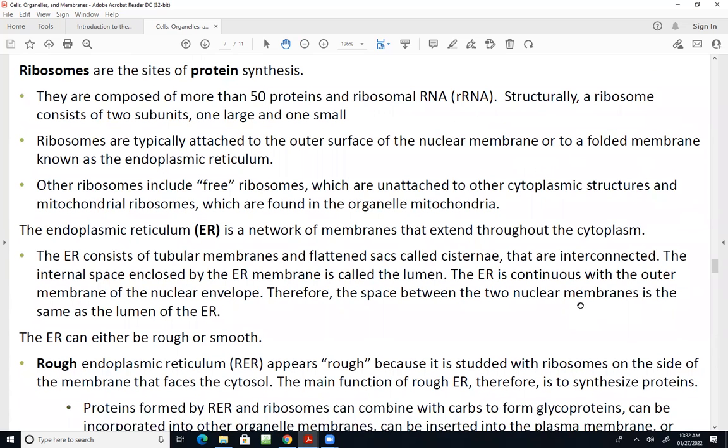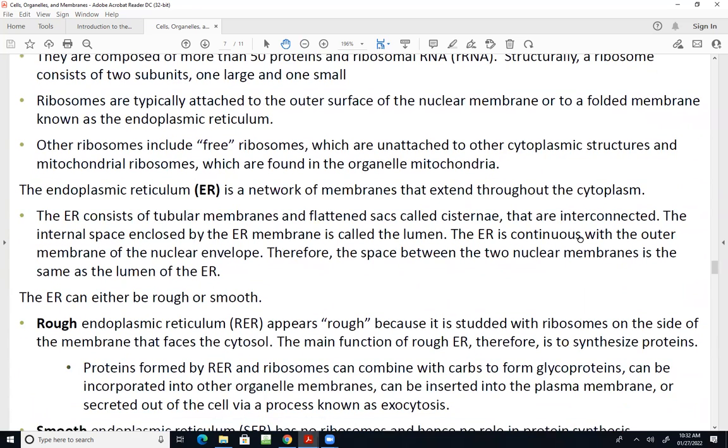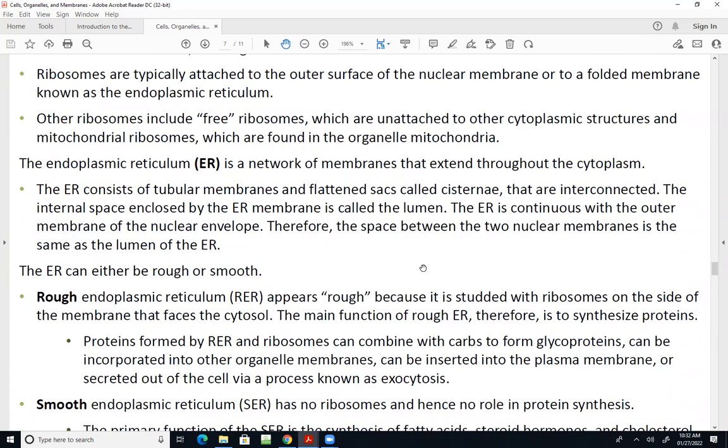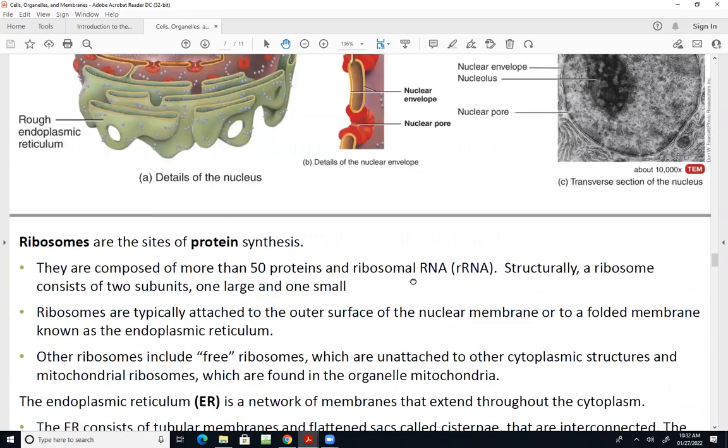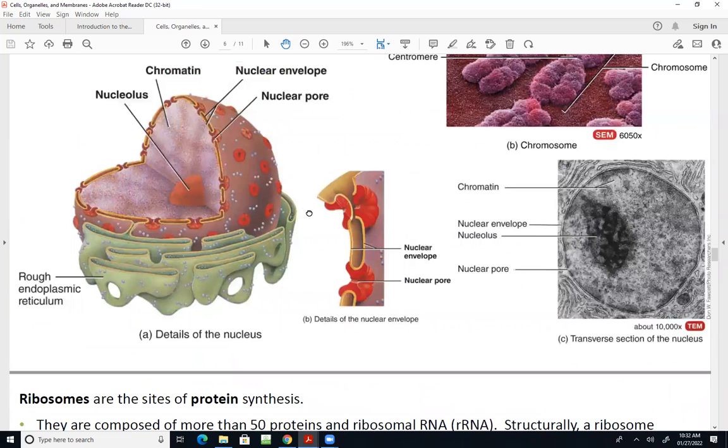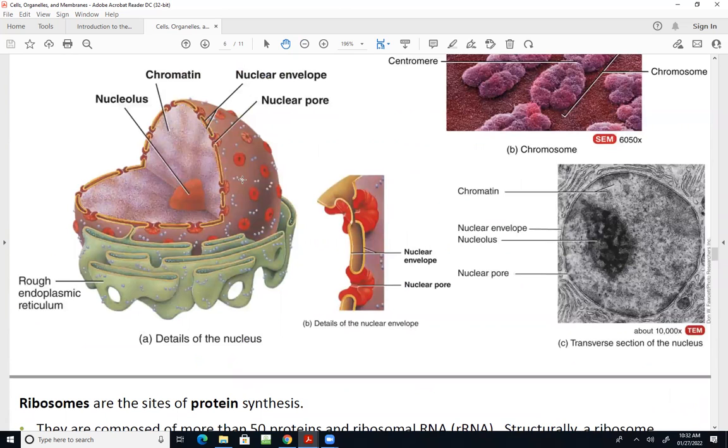Really not a whole lot that I want to focus on there. But they're found in all sorts of different places inside of our cell. They're typically found on the outer surface of the nuclear membrane or envelope, next to a folded membrane known as the endoplasmic reticulum. In fact, if we go back to this previous page, each of these little white dots that you see in the picture on the outside of the nuclear envelope is a ribosome.